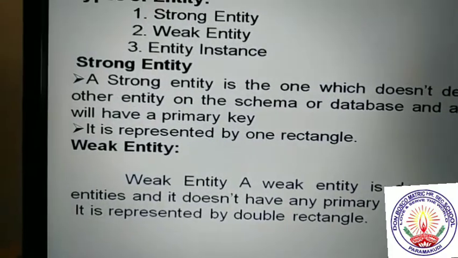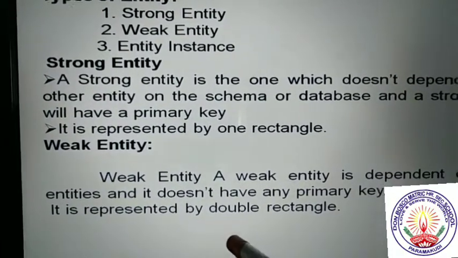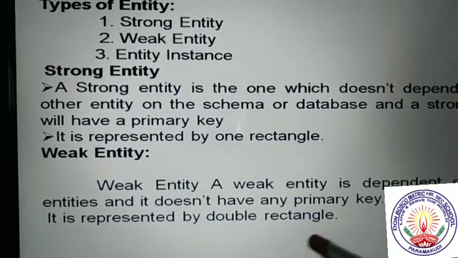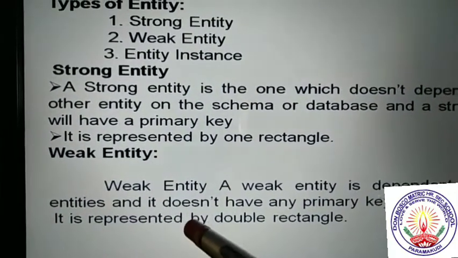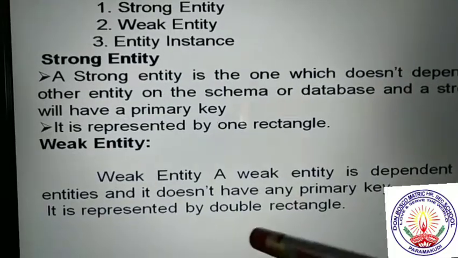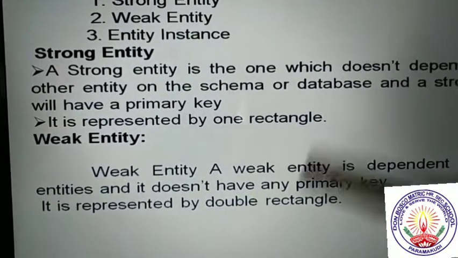And also the weak entity is represented by a double rectangular box. Strong means a single rectangular box. Weak entity means we create it with a double rectangular box.